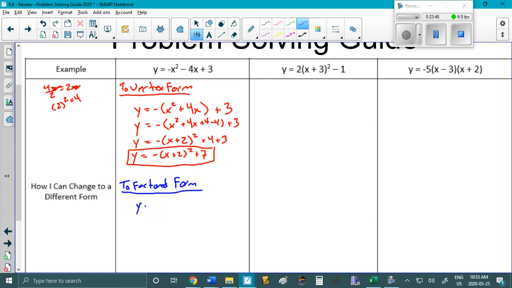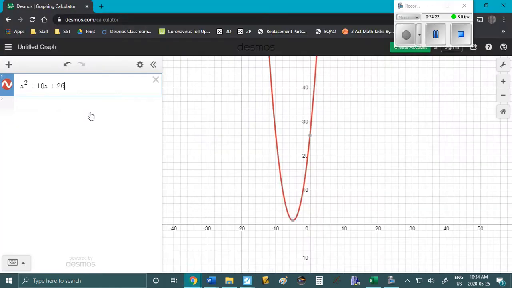And to go to factored form, we first factor out the -1 again, and then we get x squared plus 4x minus 3. And now we need two numbers that multiply to -3 and add to +4. So -3 plus 1, plus 3 minus 1. I cannot come up with a way that this is going to factor. So I think that means that the zeros must be bad.